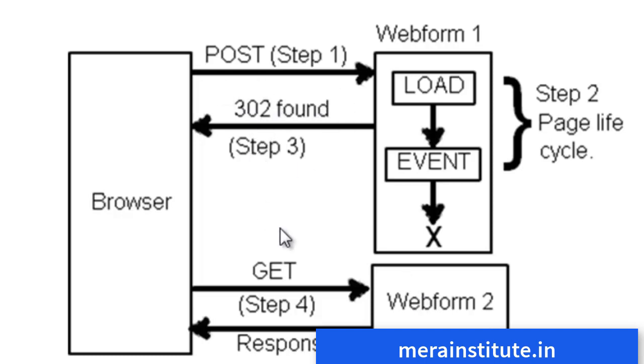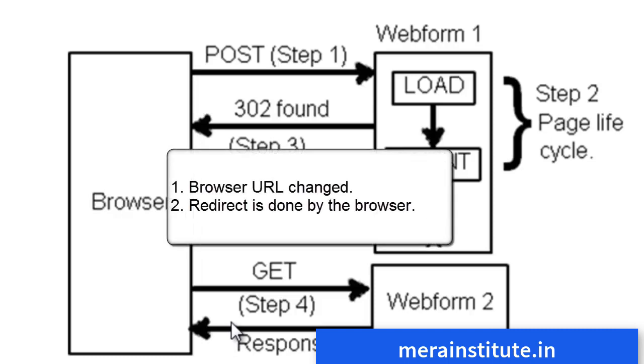If you remember, in server.transfer, there was only a single trip, right? But here there is a double trip. So it sends a post. The server says, okay, here is a 302 command and you have to redirect to webform2.aspx. After that, the browser interprets this 302 command and sends an HTTP get to webform2.aspx, and the response is finally sent, right? So two important points to note about response.redirect.